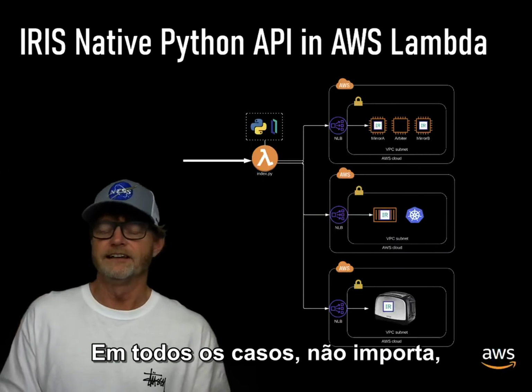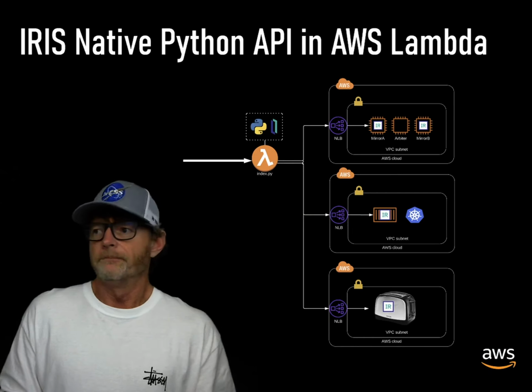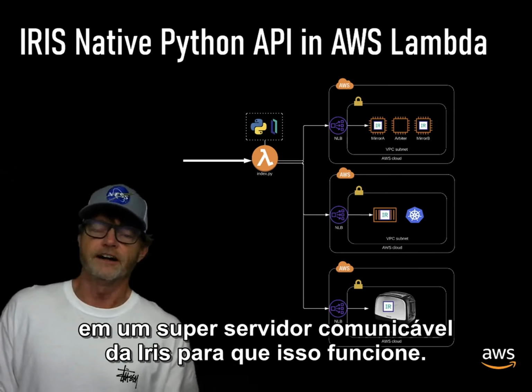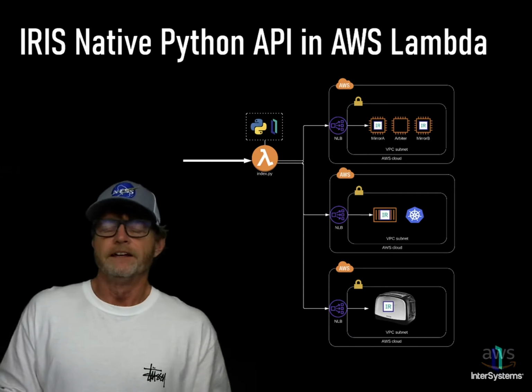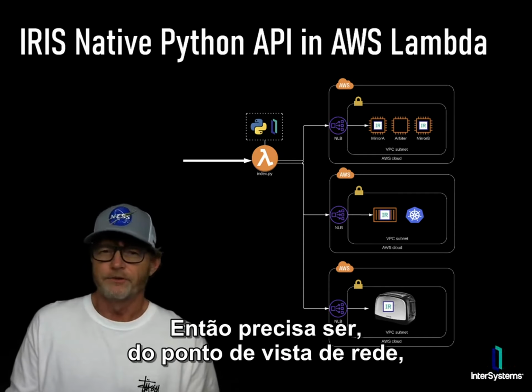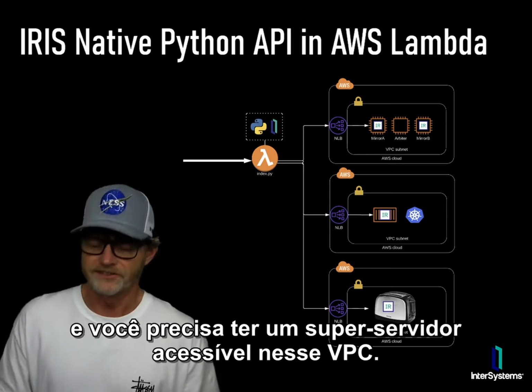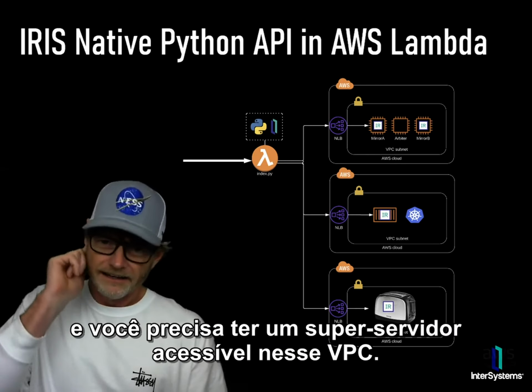In all cases, you definitely need a cluster running somewhere, with a reachable super server of IRIS, in order to make this work. So from a networking standpoint, it needs to be running in a VPC across a couple of subnets, and you need to have the super server accessible in that VPC.